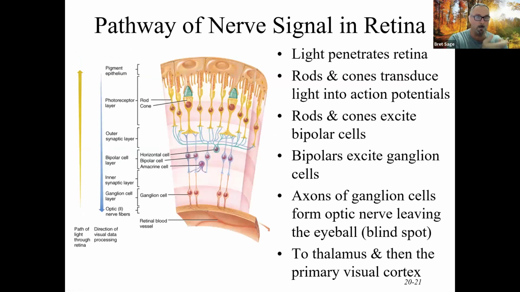Okay, pathway of nerve signals. It's a little bit weird, and it's backwards. So normally you would have the sensory object in front and then the nerves moving backward towards the brain. This is the way it is in every other part of the body.